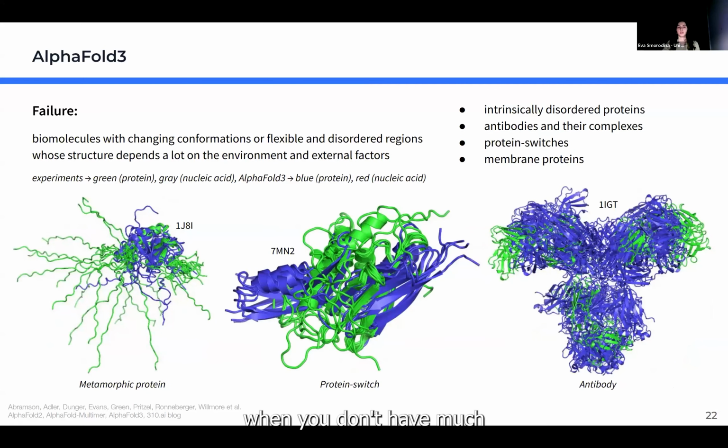However, when you don't have much evolutionary information, or when the systems are very flexible or disordered, AlphaFold3 cannot, or in most cases cannot, properly predict their structures. As I mentioned before, such systems include intrinsically disordered proteins or antibodies. So I would suggest you be careful with predicting this kind of systems because the success rate is low and you need to be very careful with the output and check it twice.